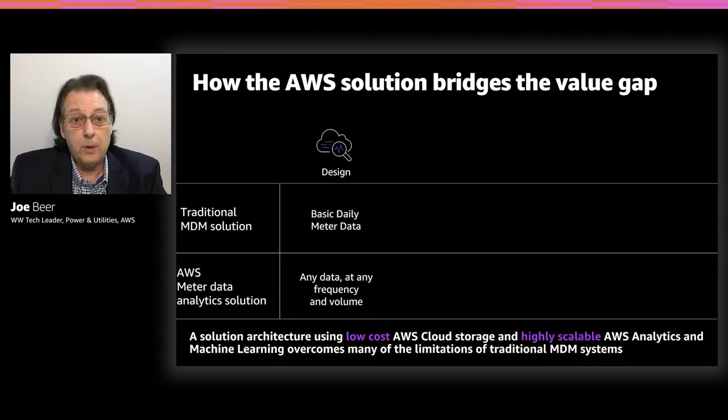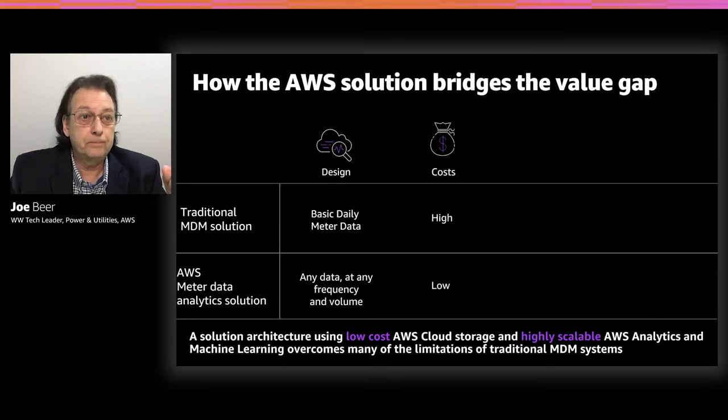First is a data lake approach, which is architected to handle any type of data, any speed, any volume, coming in as batch or streams. So this means you can put all your sub-hour interval data in there, and you can do real-time operations as well.